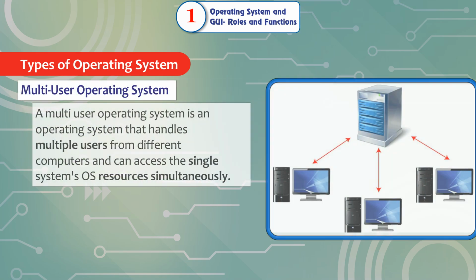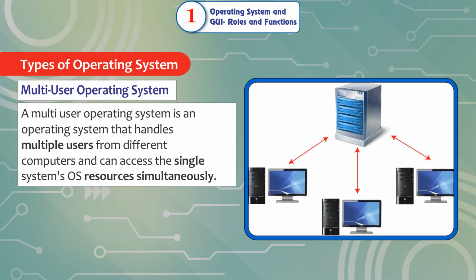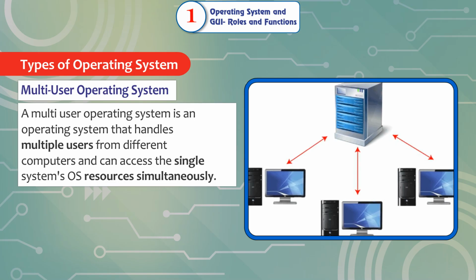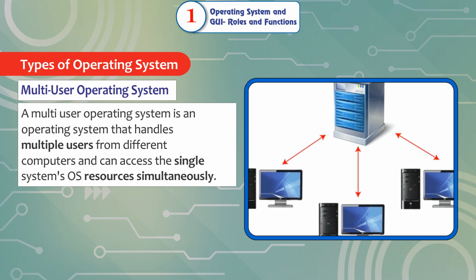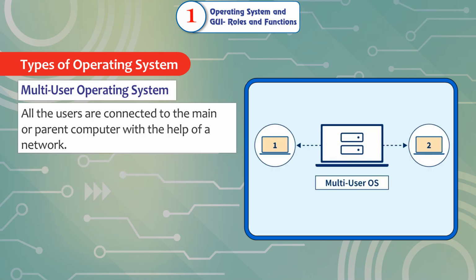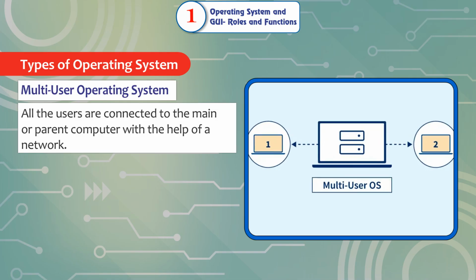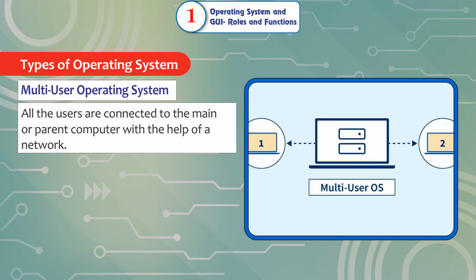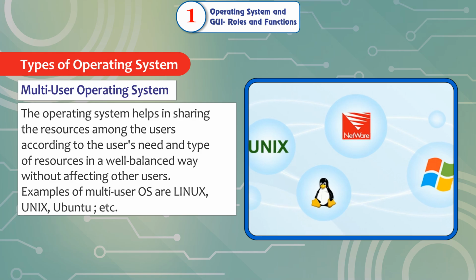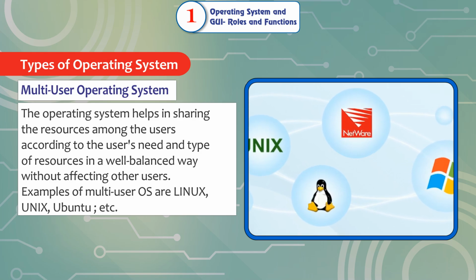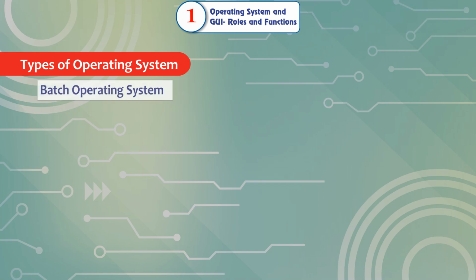Multi-user operating system. A multi-user operating system is an operating system that handles multiple users from different computers who can access the single system's OS resources simultaneously. All the users are connected to the main or parent computer with the help of a network. The operating system helps in sharing the resources among the users according to the user's need and type of resources in a well-balanced way without affecting other users. Examples of multi-user OS are Linux, Unix, Ubuntu, etc.